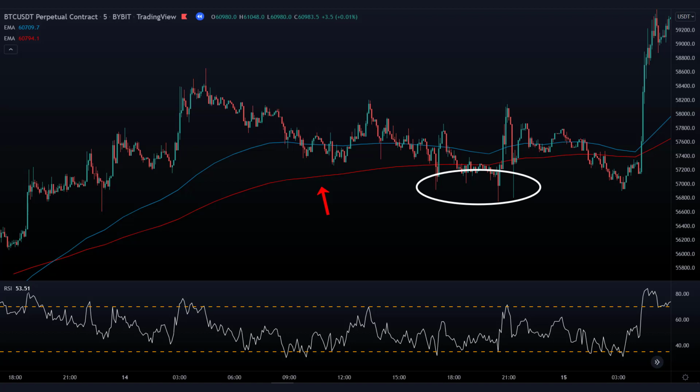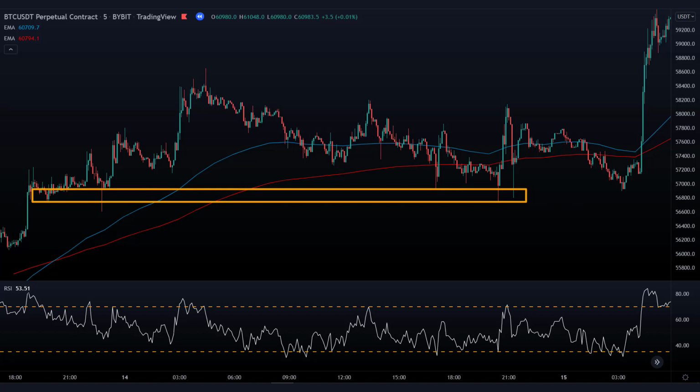Of course, we don't just step in. Before we get in, the trade must meet a few rules. The second rule is a support level. Don't panic if you don't understand it yet. I will explain the strategy from A to Z several times in this video. So we're going to look for a support level that falls below the red line. Here you see such a support level.